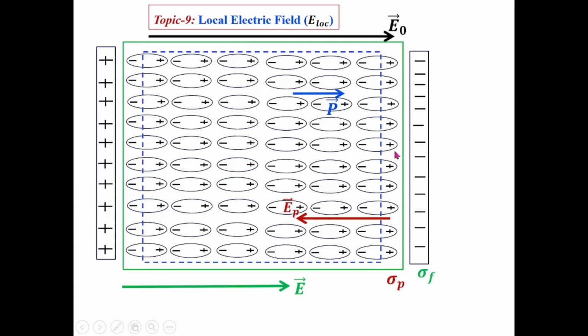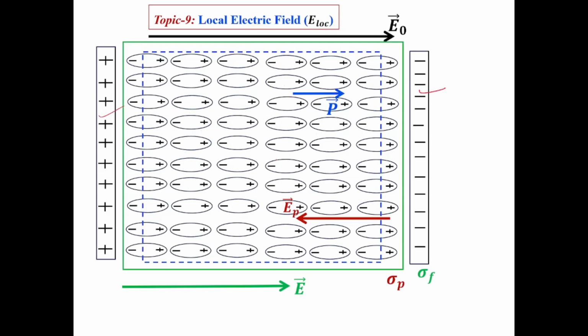So in this topic in detail we are going to discuss local electric field. In short, it is written as E subscript LOC, E local. First of all, we are going to discuss the overall idea about the local electric field. Then we are going to evaluate the local electric field mathematically. To do so, consider a dielectric material placed between a parallel plate capacitor.